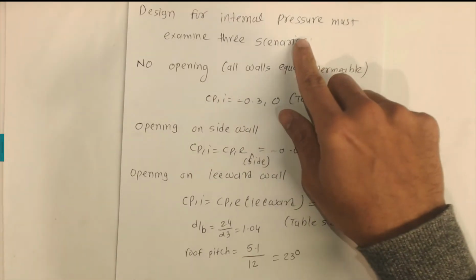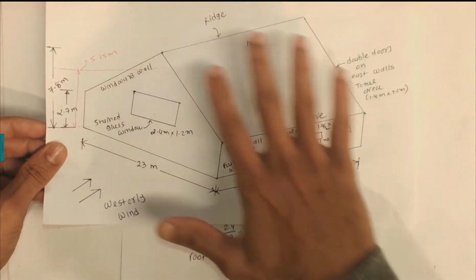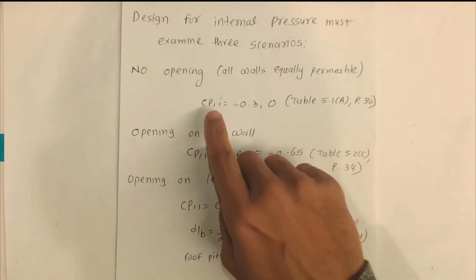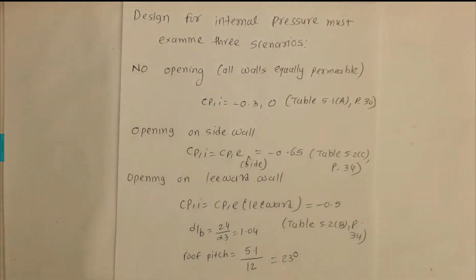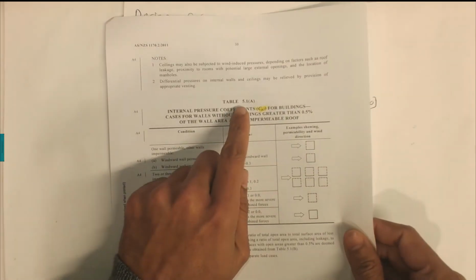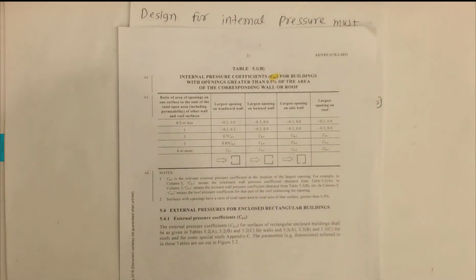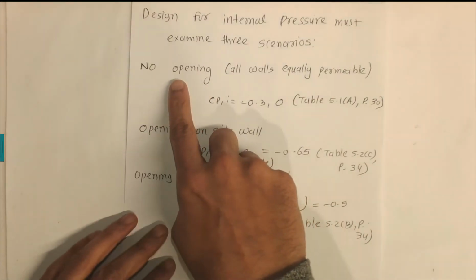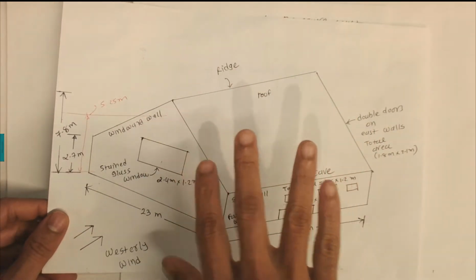For the design for internal pressure, we must examine 3 scenarios. First, no opening, so all the windows and doors are closed. That has a CPI value of minus 0.30, table 5.1a, page number 30. We have 2 tables: table 5.1a is for when there is no opening, and table 5.1b is for when there is an opening on one of the walls. As a first assumption, we have no opening, so the whole building is considered a sealed building. There is no leakage and no opening.